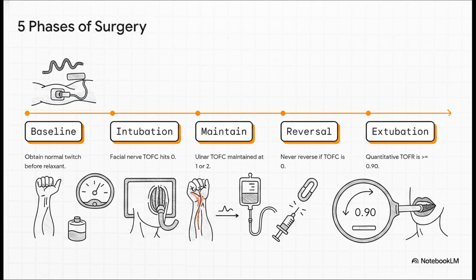By minute 60, we're in the maintenance phase. You've swapped over to the ulnar nerve, and you're titrating your drug doses to keep that twitch count hovering at exactly 1 or 2 so the patient doesn't move a muscle. Now it's minute 120, surgery is wrapping up. It's the reversal phase. You check the count. Remember, never ever give a standard reversal agent like neostigmine if the count is 0. You absolutely must wait for at least 2 twitches. Sure, Sugammadex is an exception, but even that requires exact TOF readings for the proper dosing.